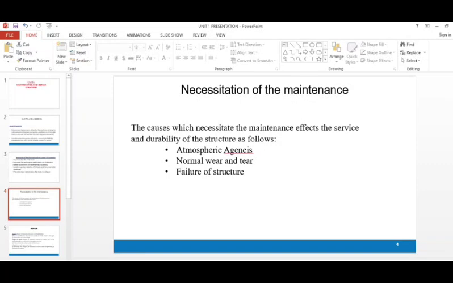So the next thing is routine maintenance. So what is routine maintenance? It is the service maintenance attended to the structure periodically. And special maintenance is the work done under some special condition.